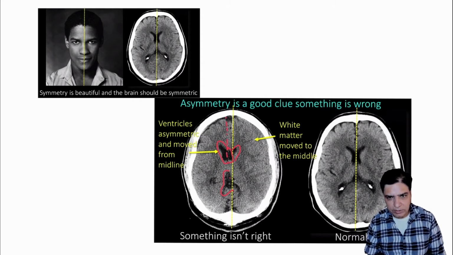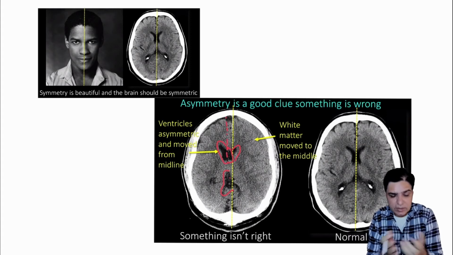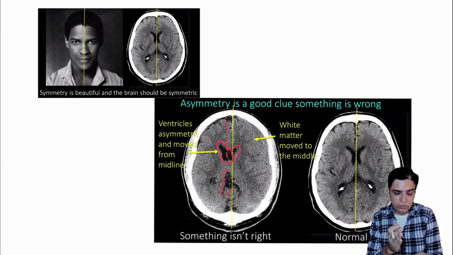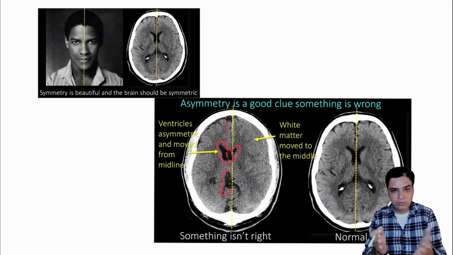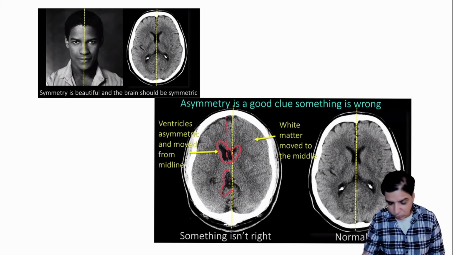Normally it should be symmetrical, but something isn't right because things have moved from one side to the other because of pressure, and this pressure could be because of a bleed. It could be an extradural bleed, a subdural bleed, a subarachnoid bleed, an intracerebral bleed, or it could be a tumor as well. Sometimes it is visible, sometimes it's not. But if there's an asymmetry, you can say that there is a pressure effect. In most cases it should be because of bleeds, but could be other reasons as well, as I told you earlier, tumors.